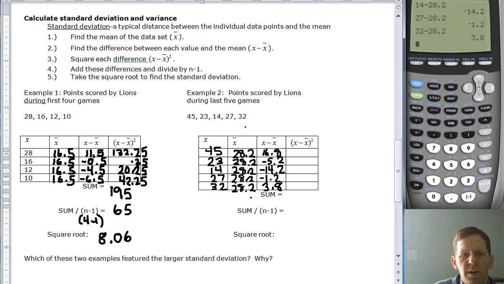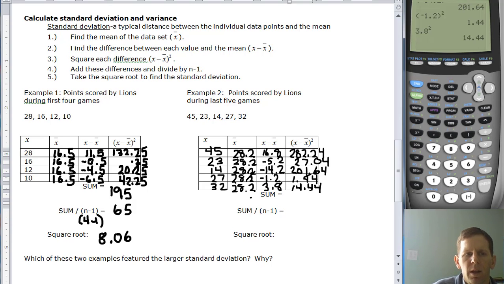Step 3, square each difference. We're going to take each number in the third column and square it. Our first value is 282.24. Our second value is positive 27.04. Our third value is positive 201.64. Our fourth value is 1.44. And our fifth value is 14.44. We've done step 3, square each difference.